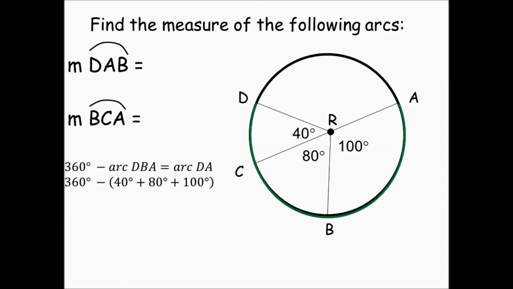The measure of arc DBA is equal to 40 plus 80 plus 100. Therefore, 360 minus 40, 80, and 100 would be the same as subtracting 220 from 360. So 360 minus 220 is equal to 140, which is the measure of arc DA.